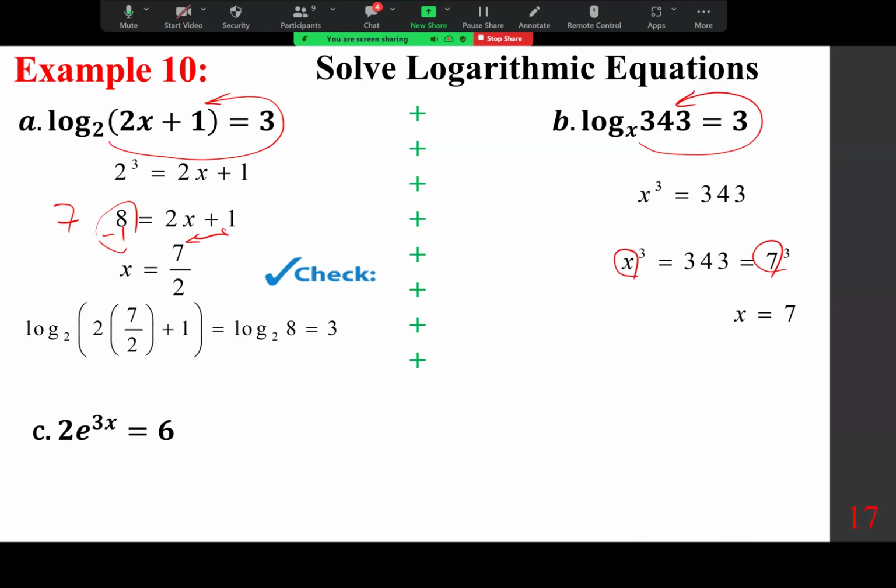Two e to the power of 3x equals 6. Let's divide by 2, both sides. We get e to the power of 3x is 3. If we go with the logarithmic format, in this case, the base is e, so we have a natural log of this value, ln 3. And this is the base. e is the base, and this is the exponent. So 3x equals ln 3.